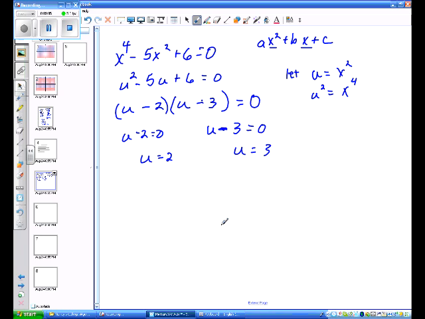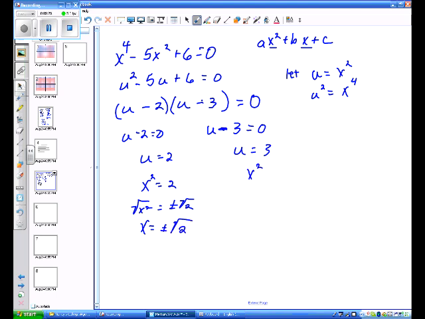Well, that works out really nicely. But we don't want to know what u is. We want to know what x is. So now we're going to substitute back in. u was equal to x squared. So x squared equals 2. Then taking the square root of both sides, we have to remember that plus or minus. We get that x is equal to plus or minus the square root of 2.